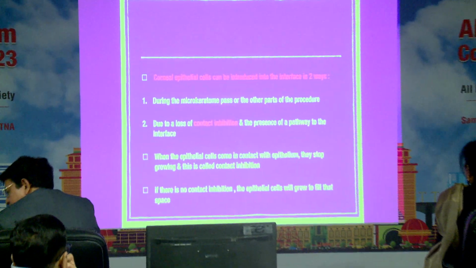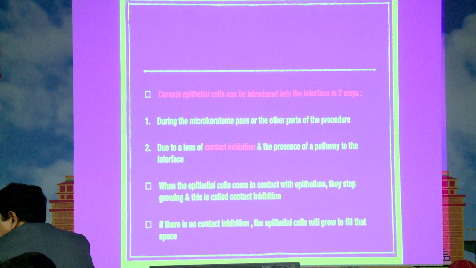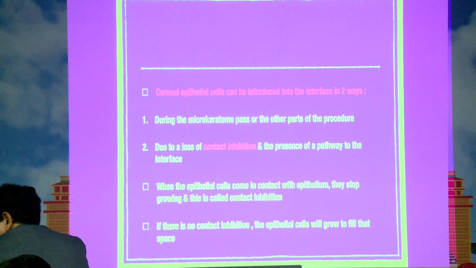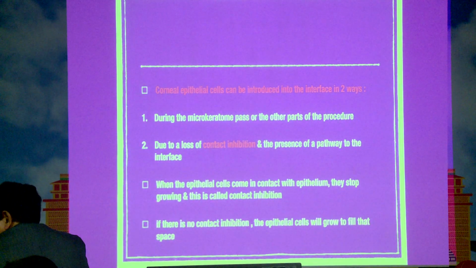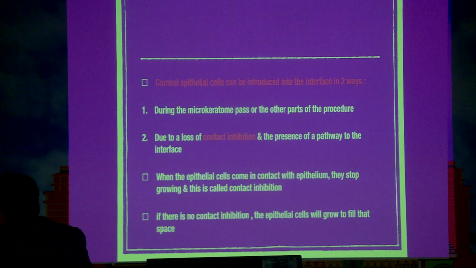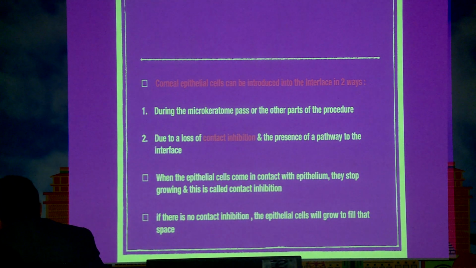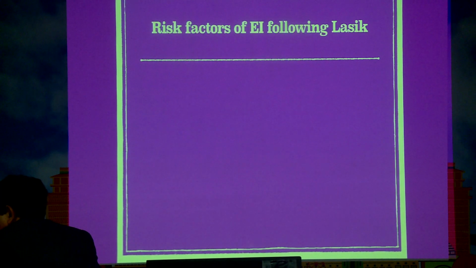The corneal epithelial cells can be introduced into the interface in two ways. Firstly, during the microkeratome pass or other parts of the procedure, and secondly, due to a loss of contact inhibition and the presence of a pathway to the interface.